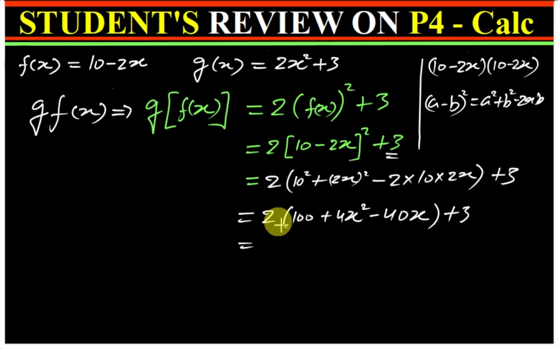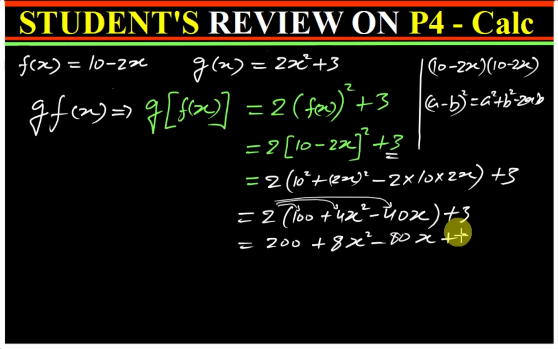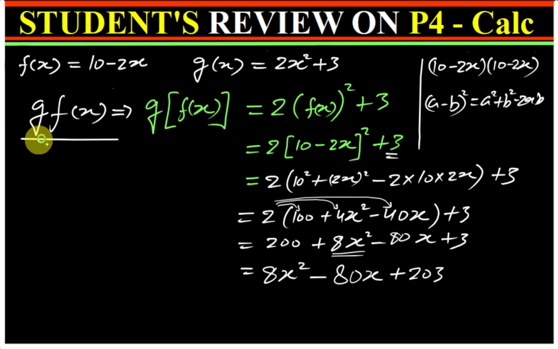Now we have to open this bracket, so this 2 will be multiplied here, then this 2 will be multiplied here, and this 2 will be multiplied here as well. So this is 200 plus 4 times 2 is 8x square, then minus 40 times 2 will become 80x, plus 3. Now let's write the higher power first: 8x square, then minus 80x, and then 200 plus 3, it will become plus 203. So this is what we got for g of f of x.